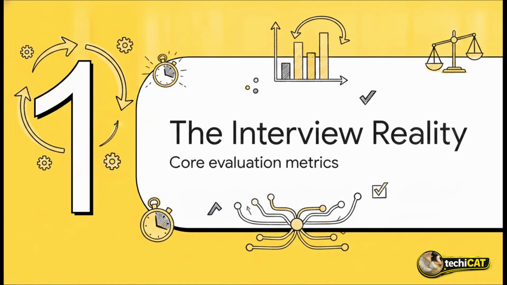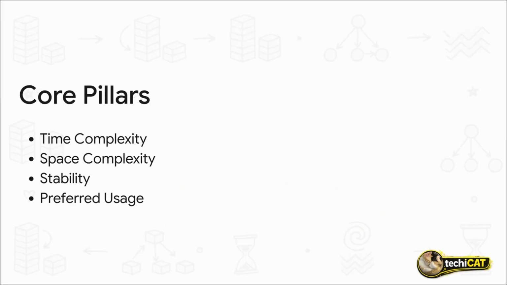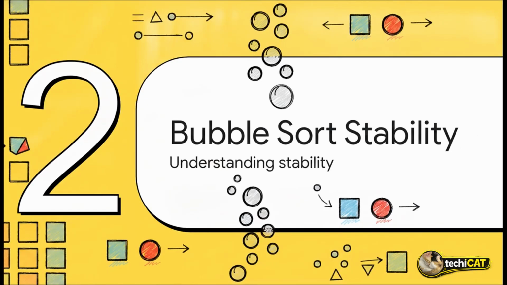Section 1. The interview reality. Let's establish the foundational metrics by which all these algorithms are actually judged. Sorting is literally fundamental, but when you're sitting in that hot seat, just knowing the code isn't enough. You have to deeply understand these 4 core pillars: time complexity, space complexity, stability, and preferred usage. Your interviewer is going to test your ability to weigh trade-offs using exactly these 4 criteria.